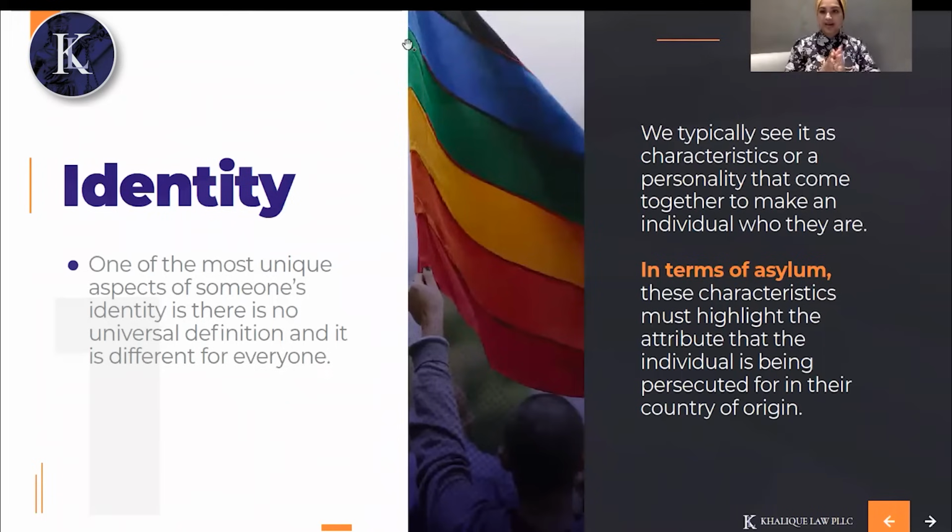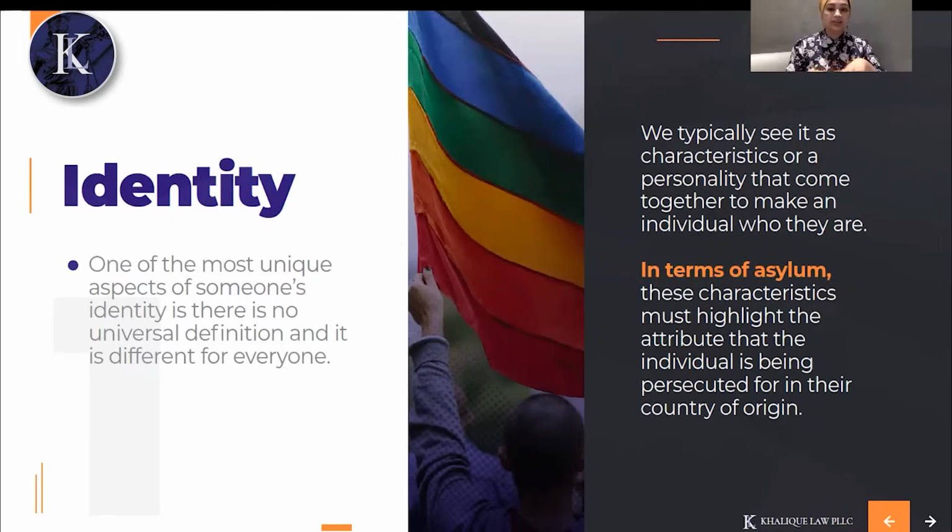So let's talk about identity. What is identity? Identity is who we are. It's something unique about us. There isn't a universal definition. There are many factors that go into our identity. Our gender, our religion, our appearance, our sexual orientation, so many different things go into it. And it's different for everyone.